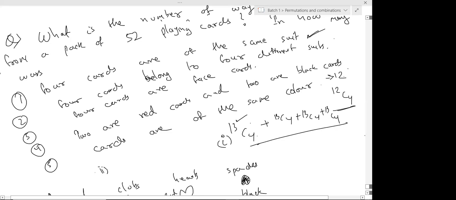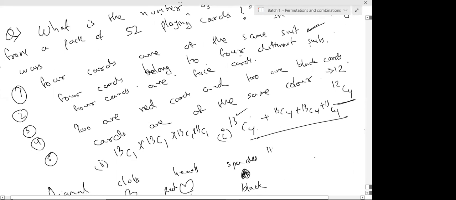For the second part, 4 cards belong to 4 different suits. So we need each card from each suit. So 1 card from each suit. So 13C1 and 13C1 and 13C1 and 13C1. This is the second part. In the third part, 4 cards are face cards. So in total we have 12 face cards. You need 4, so 12C4.